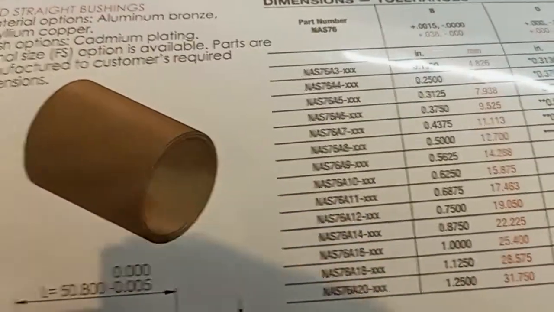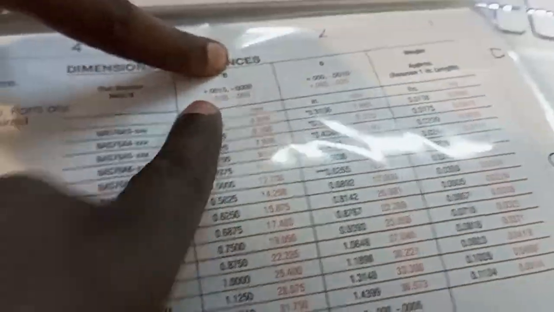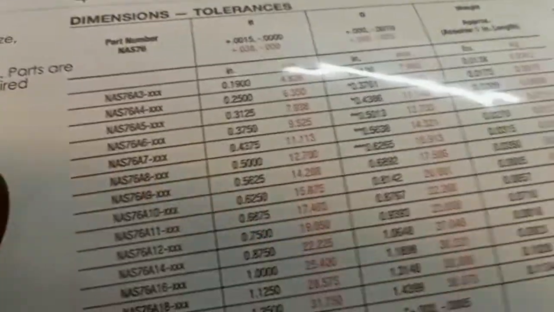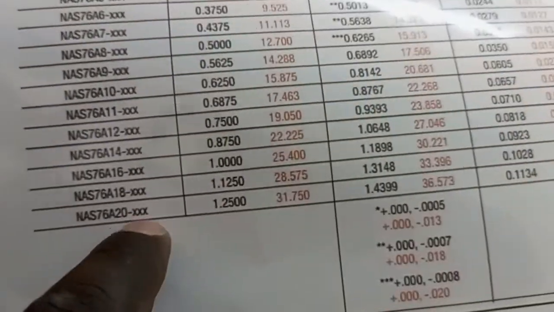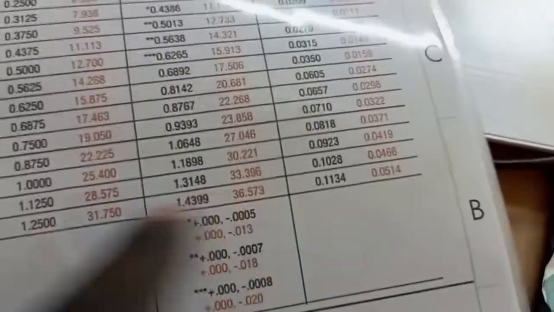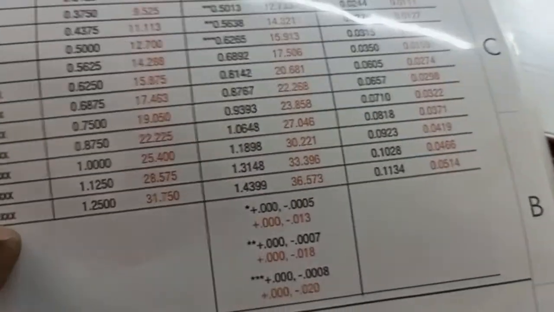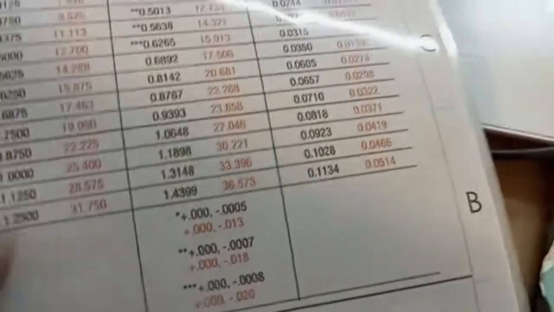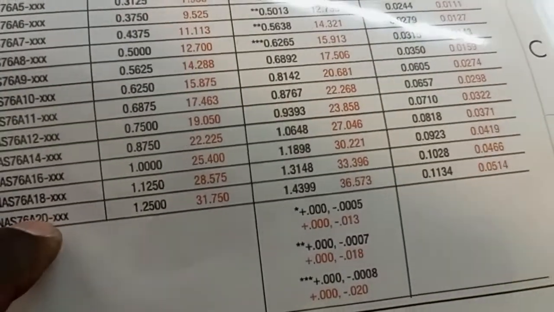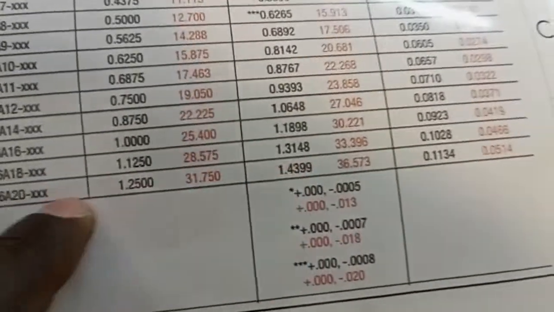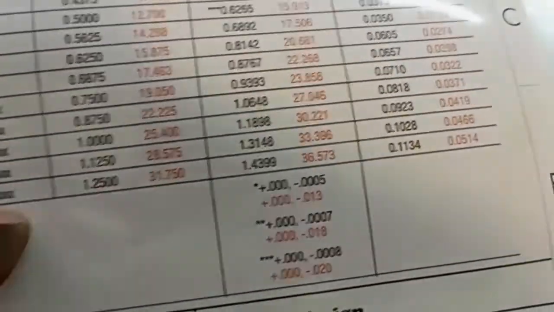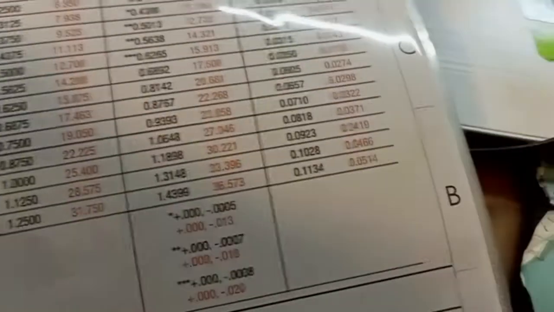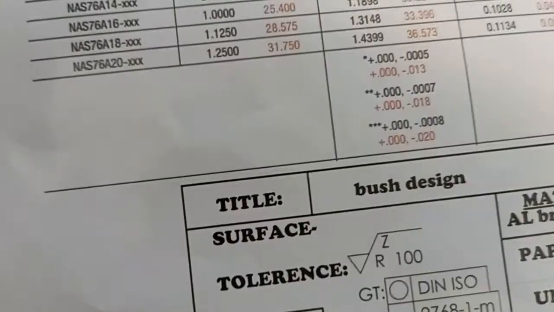That's how the bush is made. In a straight bush, again, OD is D, ID is B. This is the part number of the bush. So someone can tell you a certain bush, then we check the specs, you write XXX here, you put D and B, meaning diameter, and they are 3. D first, B second, length last. So if you put the number like NAS76A20, you put 36.73, then 31 point something, and then the length L. So someone knows this bush is a certain length. That's how you check.